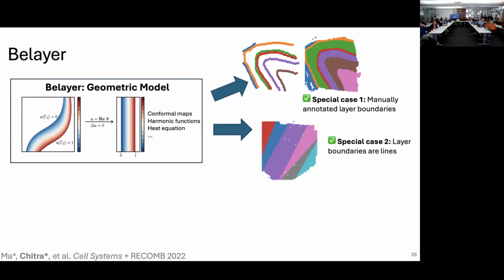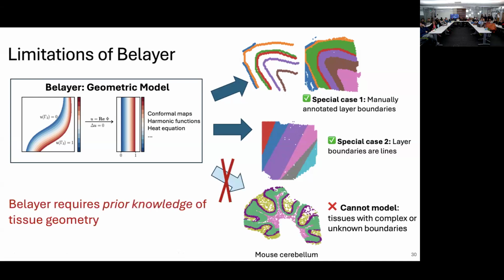And so this is really cool as we got to use a lot of math that I hadn't really touched since undergrad. But one of the major limitations is that this approach requires you to have some prior knowledge of your tissue. So for example, you have to know some of these manually annotated boundaries, or you have to know that your tissue boundaries are given by lines. But oftentimes in biology, we also want to discover new biology.